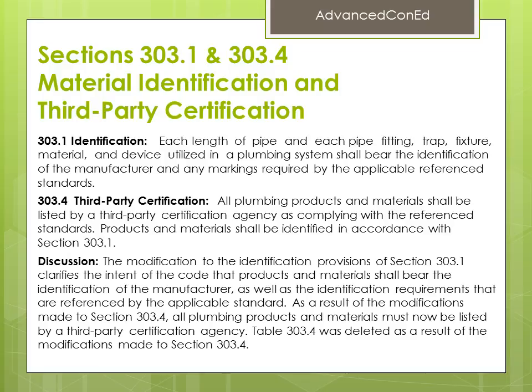Discussion. The modification to the identification provisions of Section 303.1 clarifies the intent of the code that products and materials shall bear the identification of the manufacturer as well as the identification requirements that are referenced by the applicable standard. As a result of the modifications made to Section 303.4, all plumbing products and materials must now be listed by a third-party certification agency. Table 303.4 was deleted as a result of the modifications made to Section 303.4.